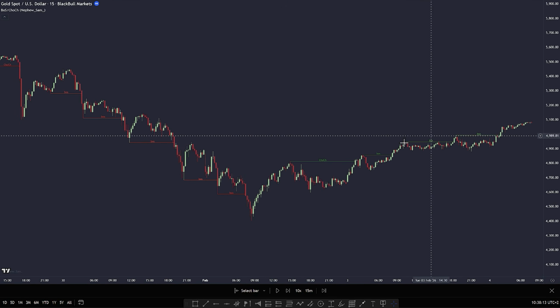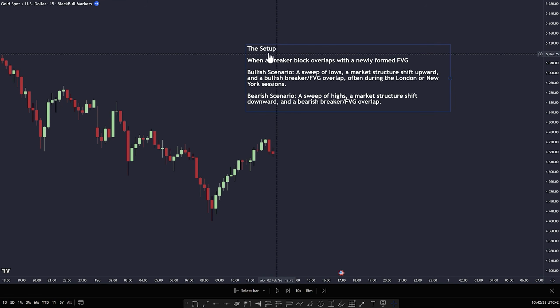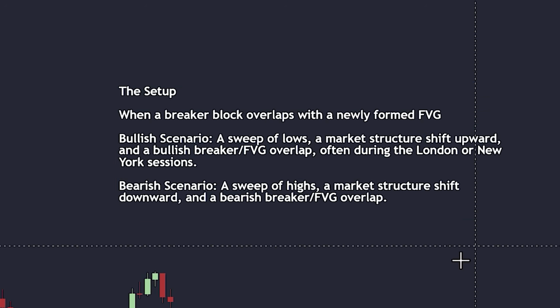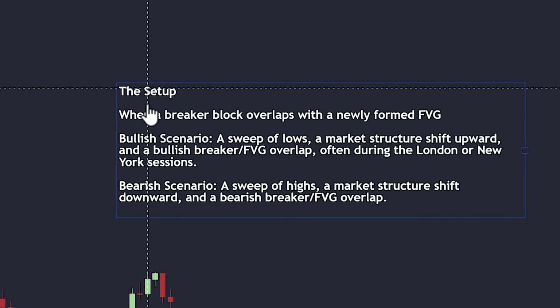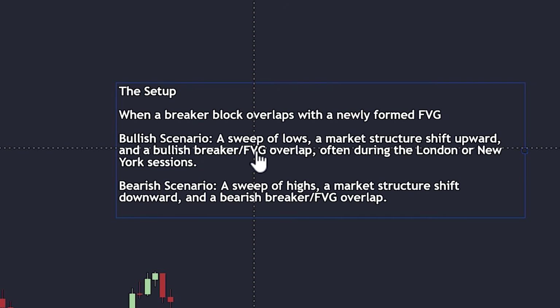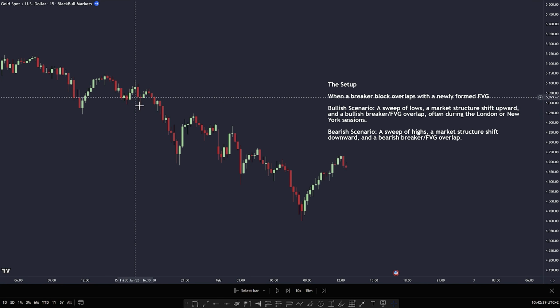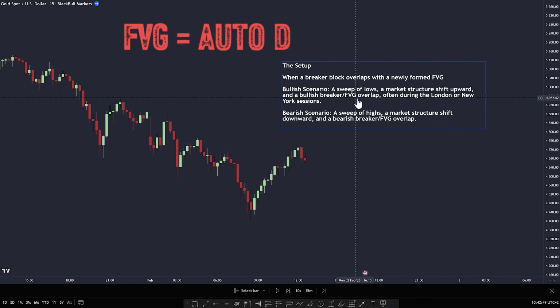Now for another concept built on the thing I just threw in the garbage. Unicorn Model, D tier. The Unicorn Model requires a breaker block overlapping with a fair value gap, plus displacement, plus the right time window. 4 conditions, one of which is F tier. It's called the Unicorn Model because just like a unicorn, by the time you think you found one, you're probably hallucinating. Anything with fair value gaps in the core logic gets an automatic D from me.